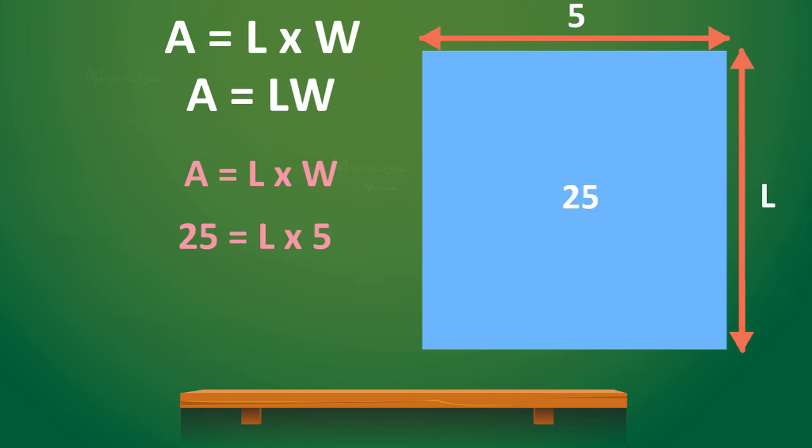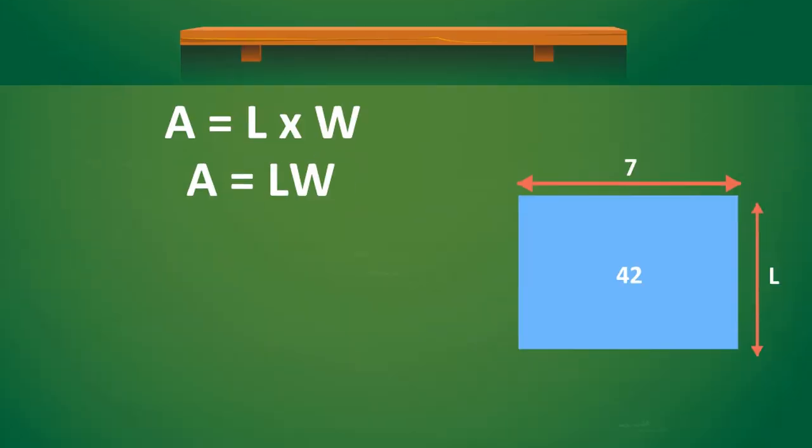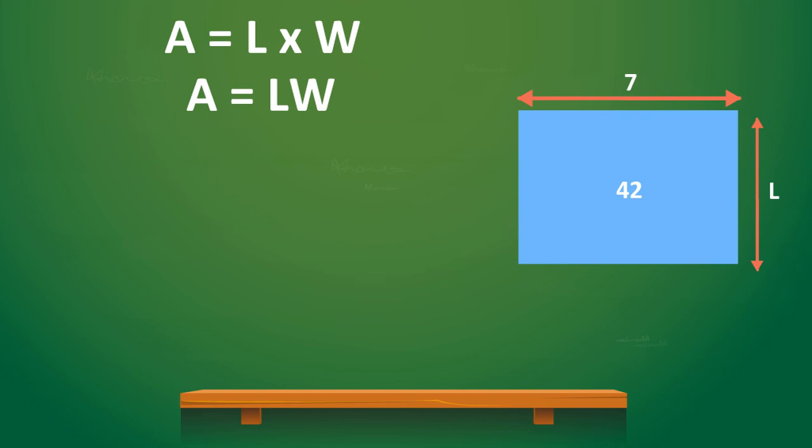So again, if you follow the steps of the formula, this is what you should have got. 25, the area, is equal to L multiplied by 5, the width. So 25 is equal to 5 multiplied by something. L is equal to 5. The square.